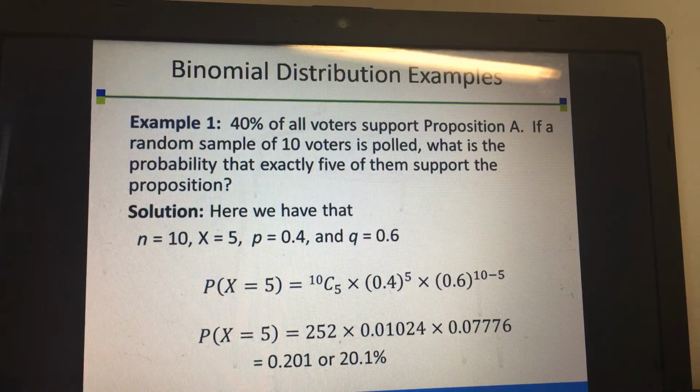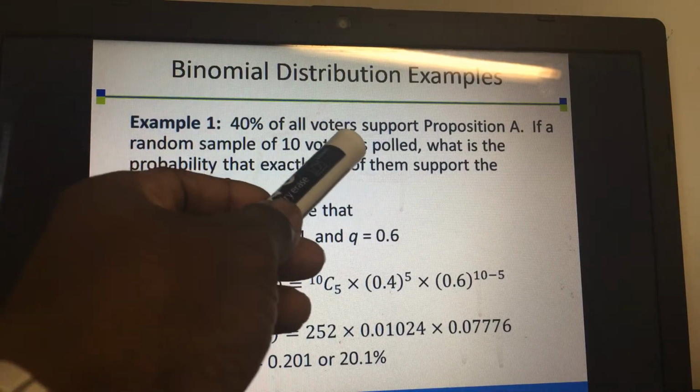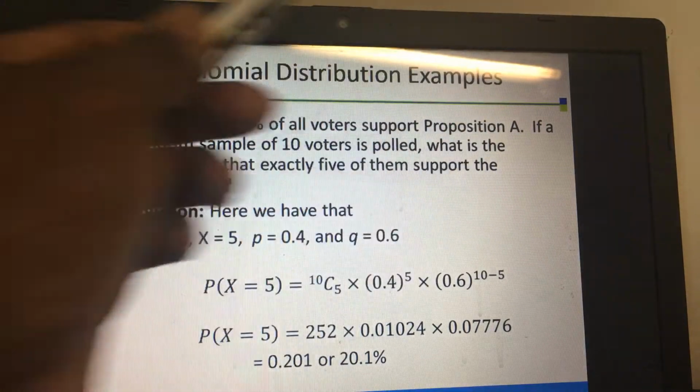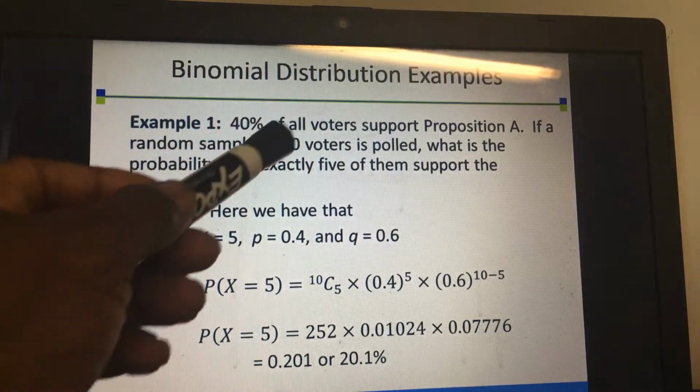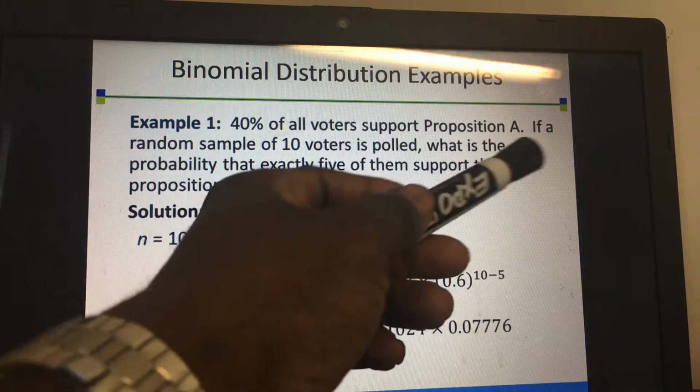It says 40% of all voters support proposition A. Well, there are some places that use this kind of law, call it proposition A, like some states such as California, where they have so many propositions. Proposition simply means, I think, it comes from some kind of referendum. Anyway, so 40% of all voters support proposition A.